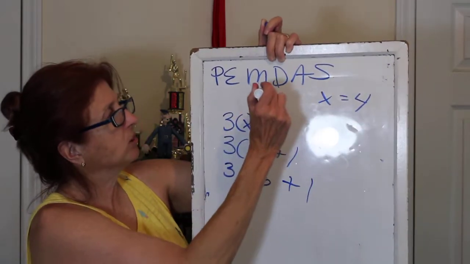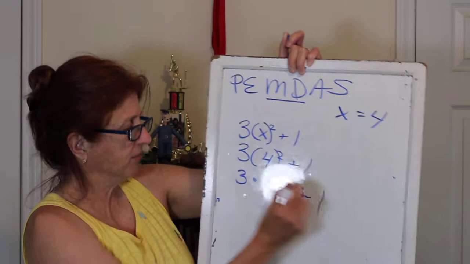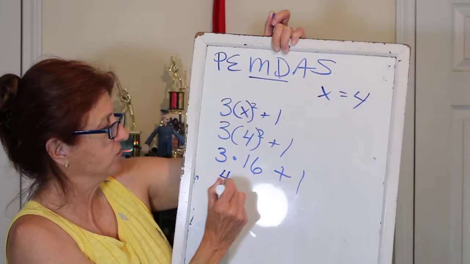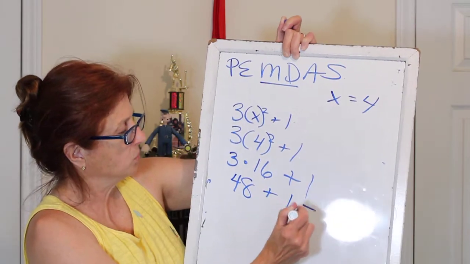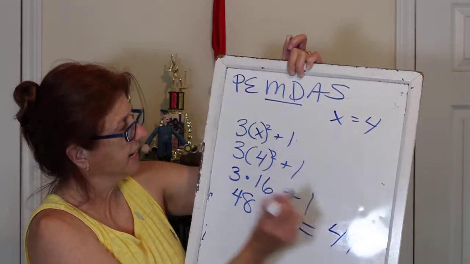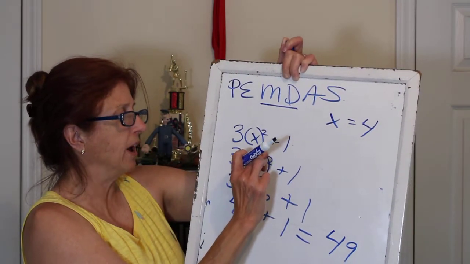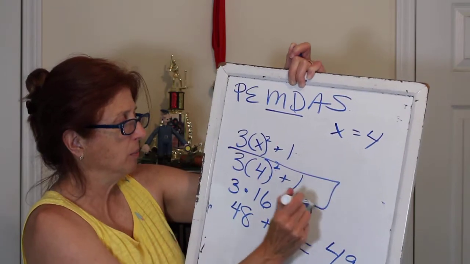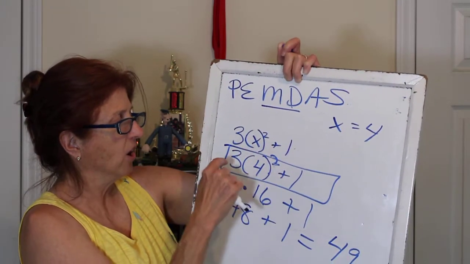Then I do multiplying and dividing left to right. So I would do 3 times 16 is 48, plus 1 equals 49. Now, I want you right now, you can press pause if you have to, to put this in your calculator.